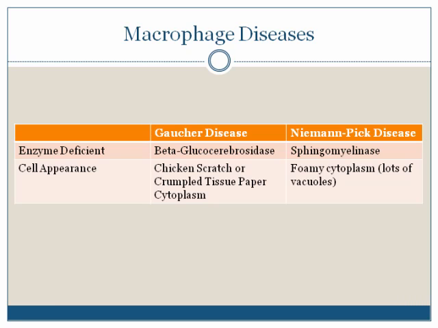Both of these have very unique macrophage appearances. In Gaucher disease, the macrophage will have what we call chicken scratch or crumpled tissue paper cytoplasm, whereas in Niemann-Pick, it's going to be foamy cytoplasm. In other words, lots of vacuoles in that cytoplasm. So you could adjust that saying to pick your foamy sphincter if that helps you remember those features.